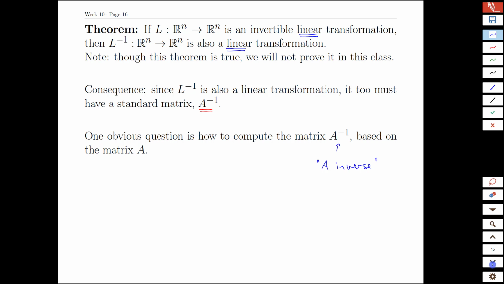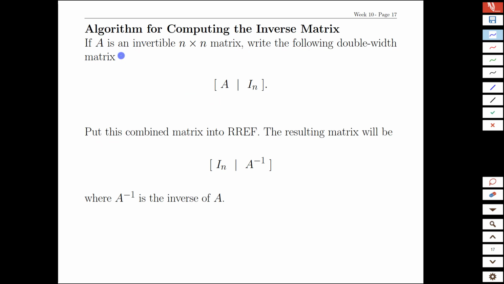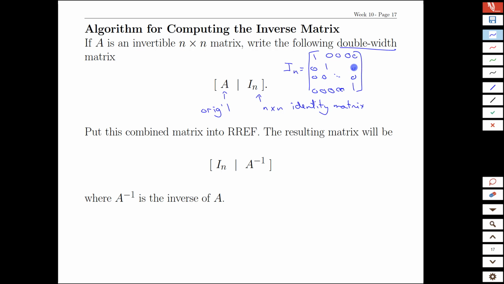Unfortunately, it turns out to be not a horrible construction either. If we have an invertible matrix, what we can do is build the following double width matrix. So this is our original A, this is our forward operation. And after the original matrix, we put the n by n identity matrix, which you've seen earlier. But just as a reminder, this is the matrix that has 1s down the diagonal and then has zeros everywhere else. You get the idea. All right. So 1s down the diagonal, zeros everywhere else.